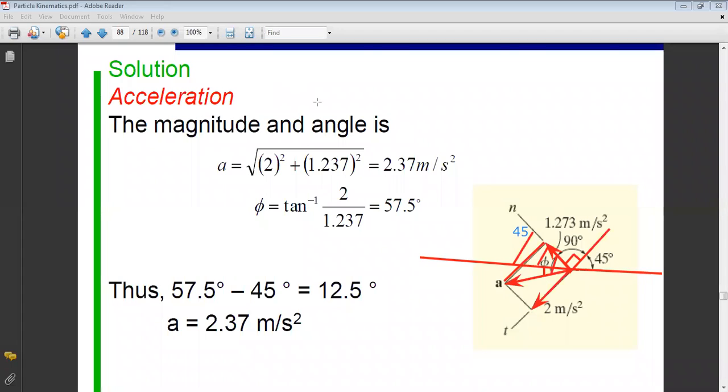So to find the angle between the acceleration and the horizontal, all you have to do is phi minus 45, and then you can define the direction of A with respect to the horizontal. So this is my horizontal, you present A like this. This is the direction of A. It's making an angle of 12.5 with the horizontal, and it has as a magnitude the radical of at squared plus an squared, equals 2.37. Any question on this, how we found the direction?